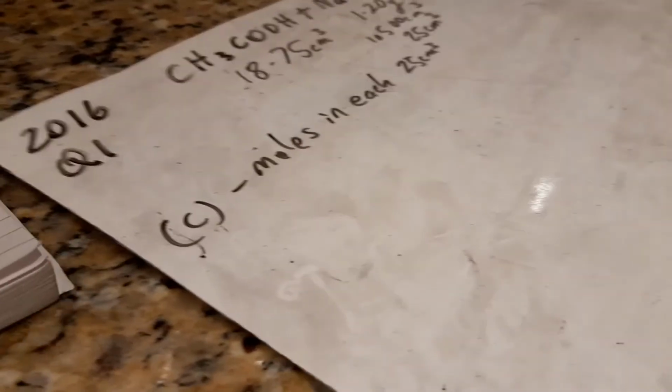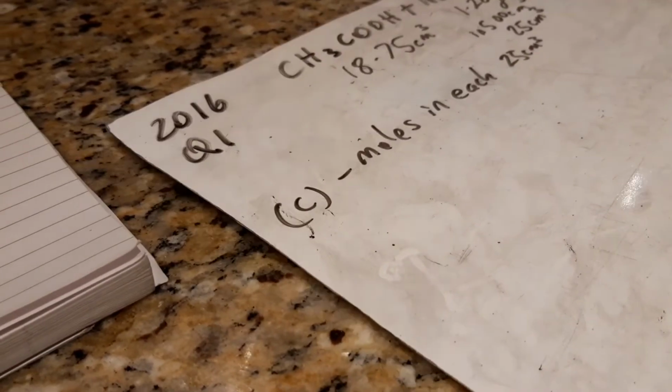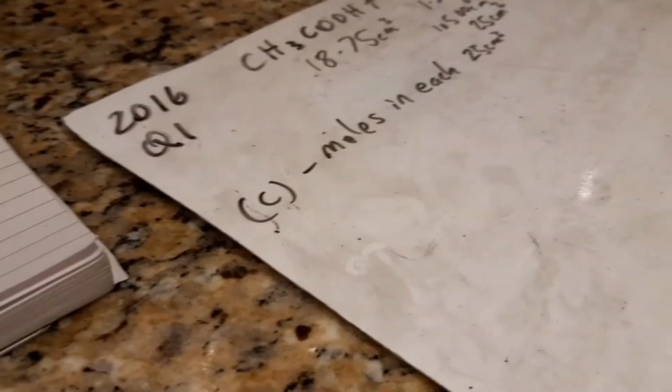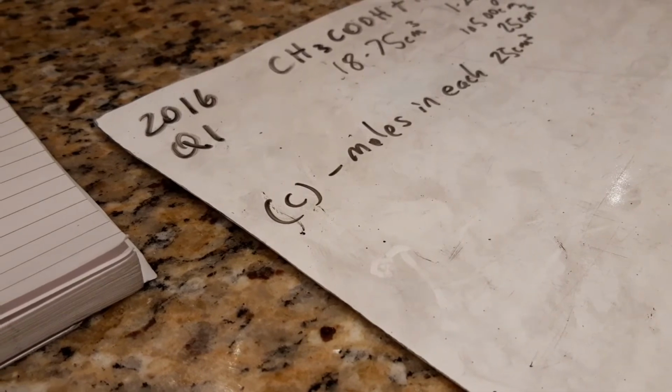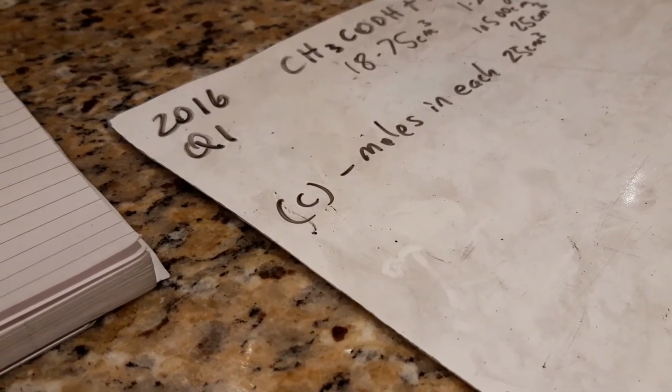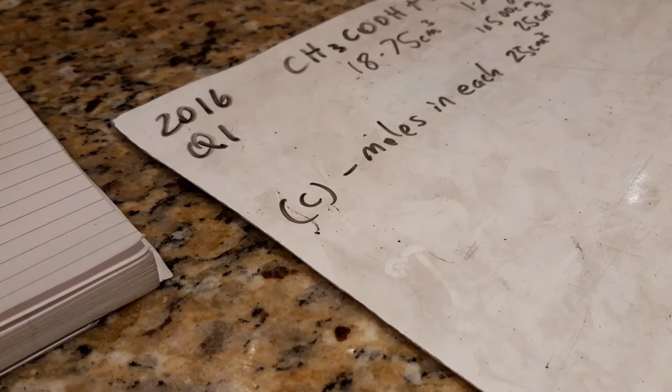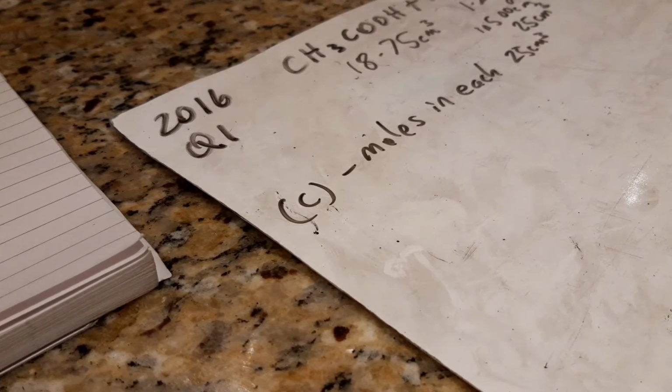This time what we're doing is a titration question. This is a higher level question. It's 2016, a higher level paper, question 1, and this is an example of a vinegar titration. I'm only doing the calculation part here.